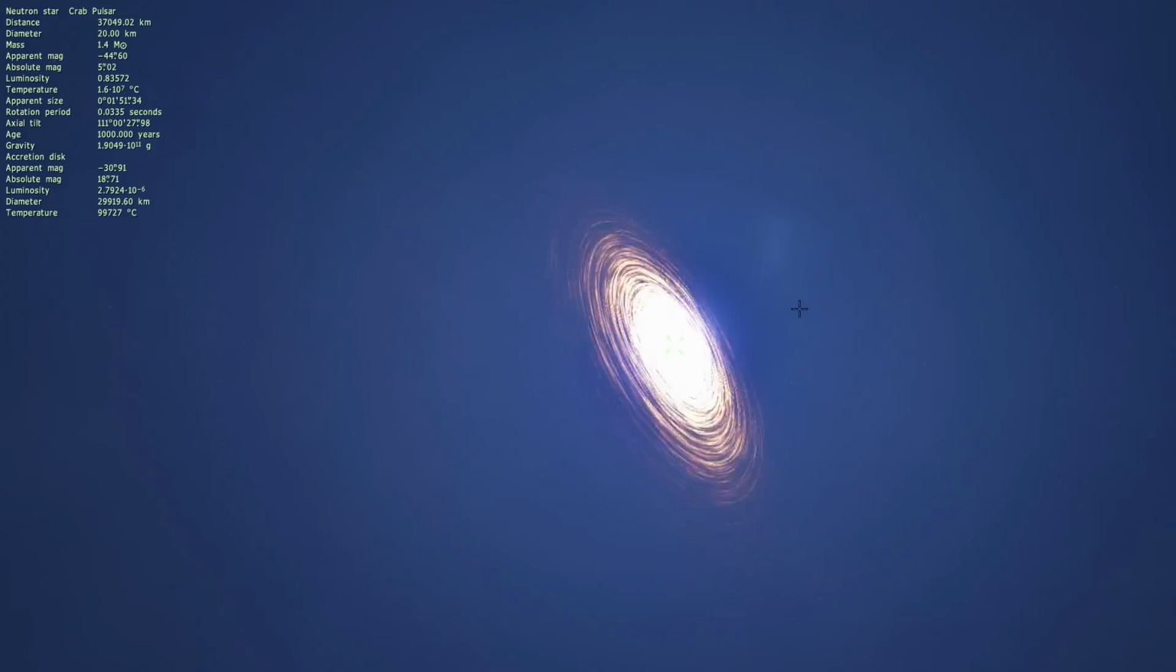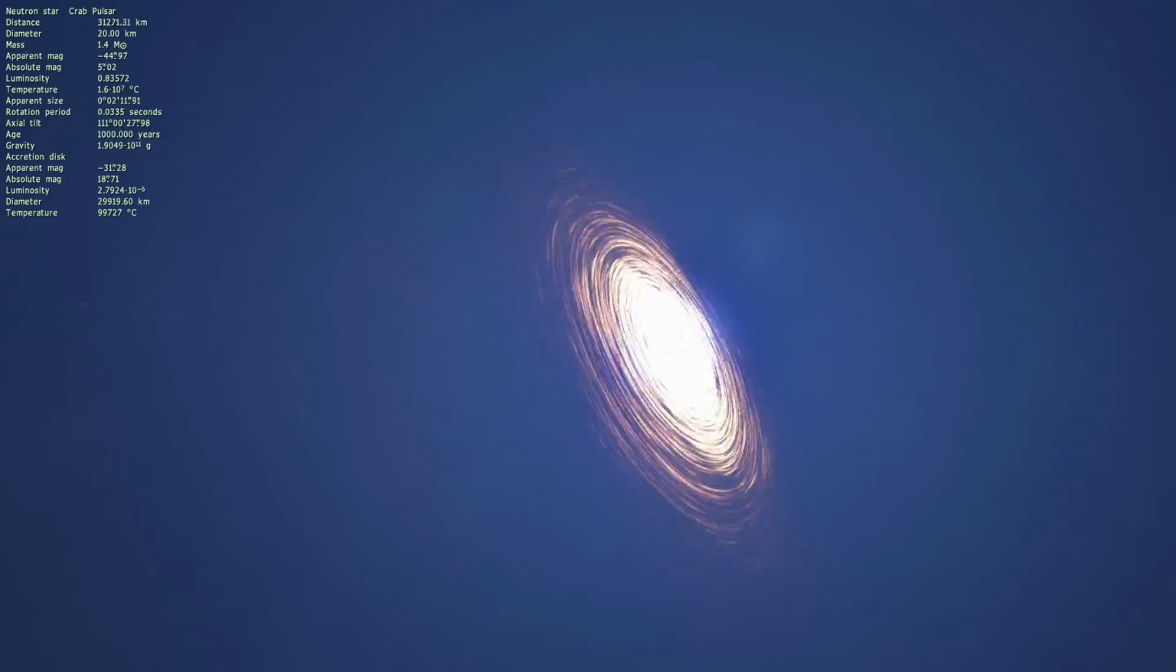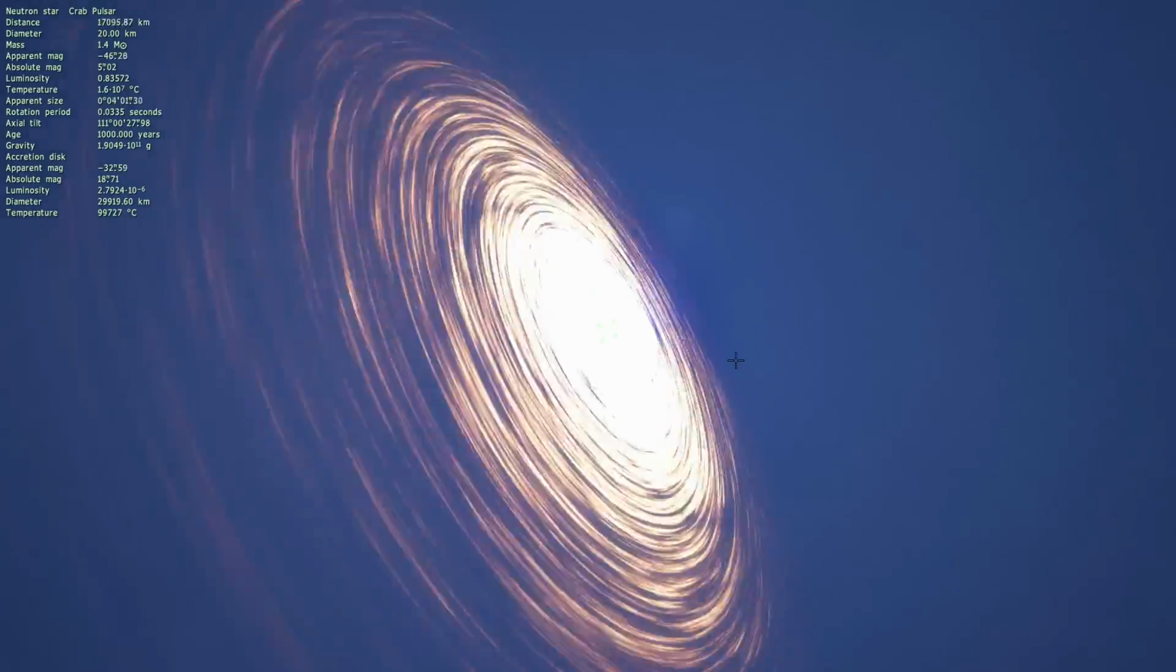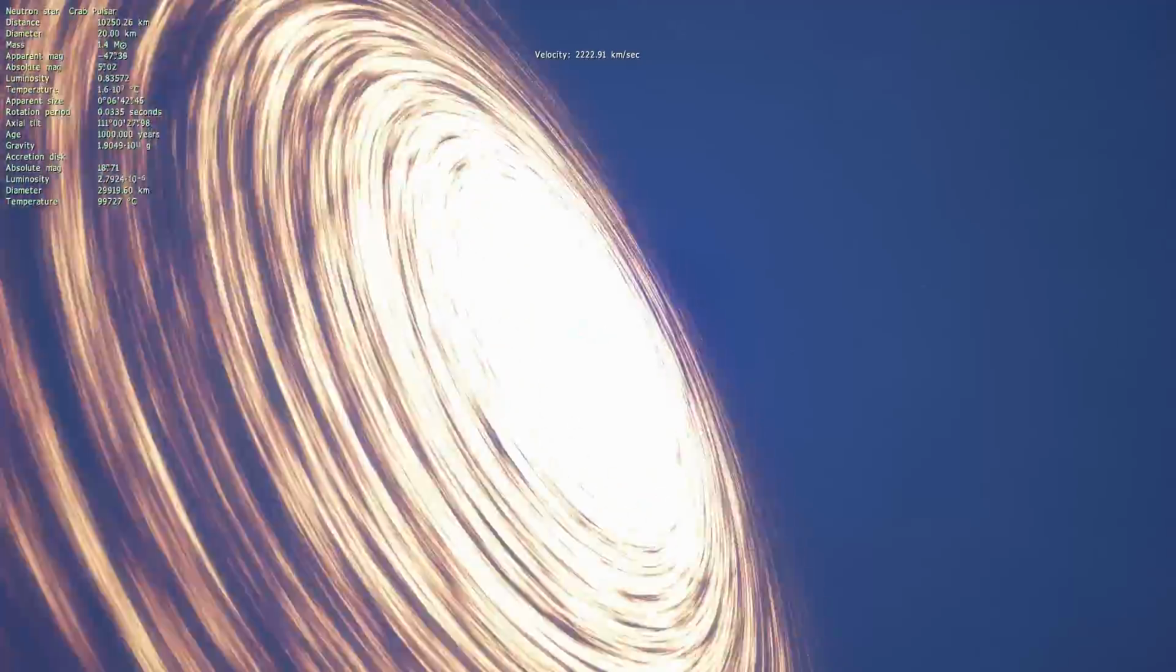So there's really, really strong jets that basically come out of this pulsar. Now we're going to come closer to it just to take a look at it as well, and maybe even try to land on it, because we can totally do this in Space Engine. So this pulsar is actually ridiculously bright. It's about 75,000 times brighter than our own sun, and it is very, very powerful as well.